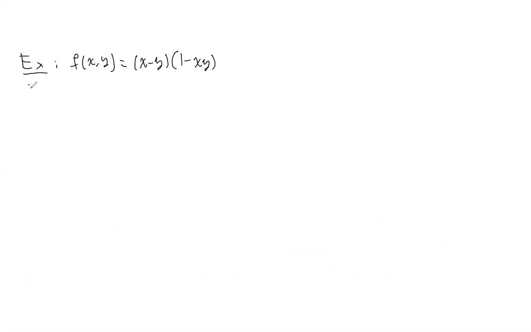Same exercise. So in this case, we're going to find the derivatives first. fx, this is just the product rule. 1 minus xy minus y times (x minus y). And if you do that out, that becomes 1 minus 2xy plus y squared. And that has to be 0.